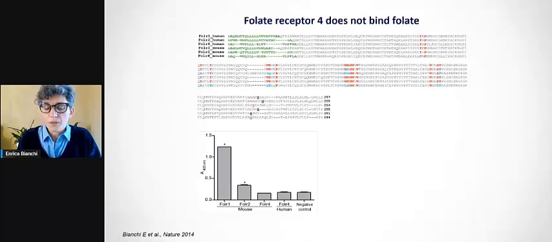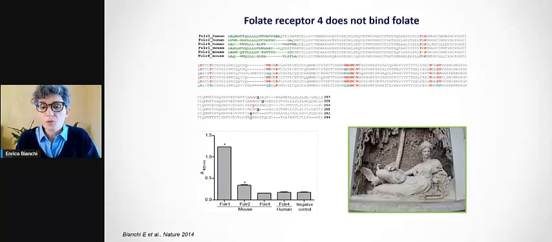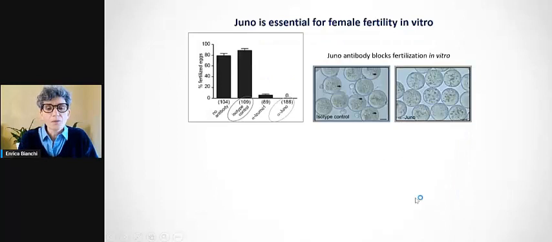And based on that, and on the fact that it played a role in fertilization, we proposed to rename the protein after the Roman goddess of marriage and fertility, which is called Juno. And also, we thought that name made a good match with its binding partner, Izumo-1, which, as I mentioned earlier, was also named after a marriage shrine in Japan. And here is a statue of the goddess Juno that you can find in Rome.